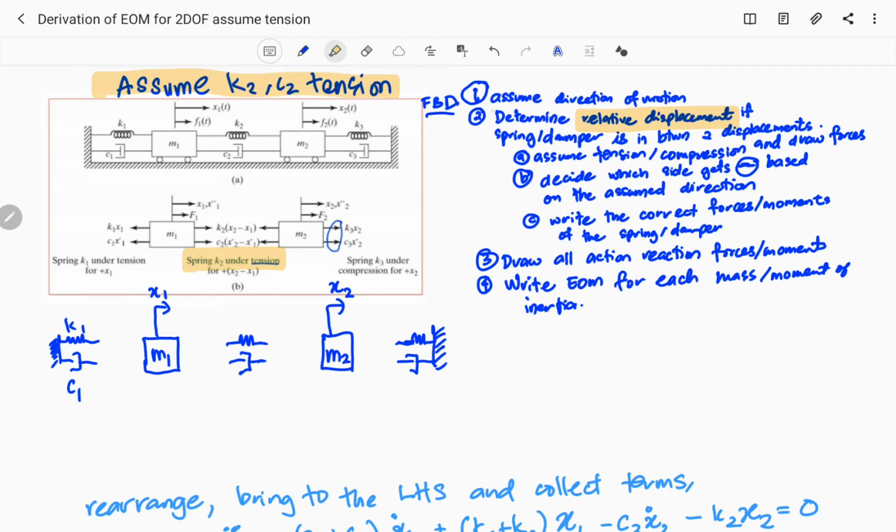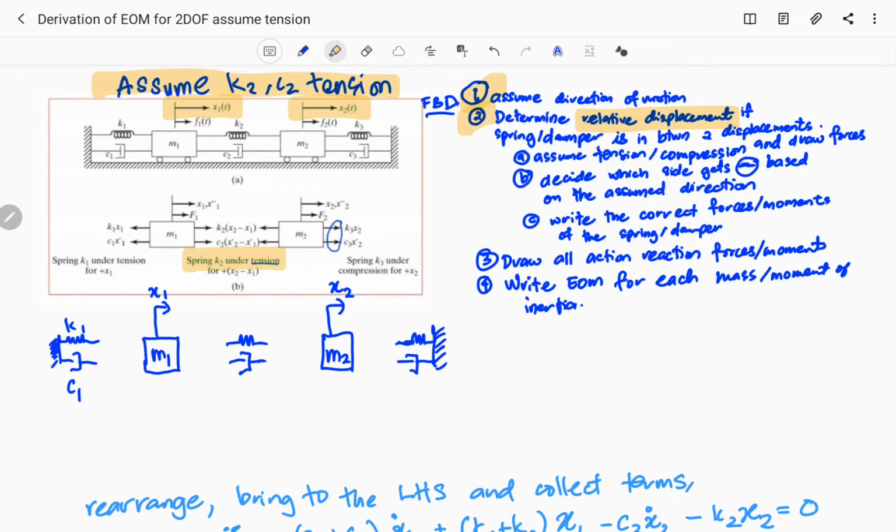So I already put the steps here. The first step is how to draw the free body diagram. You need to assume the direction of motion. In this problem, we don't have to do that because you already have the assumed direction to the right. Both x1 and x2 are positive to the right. Then the second step is we want to determine the relative displacement.